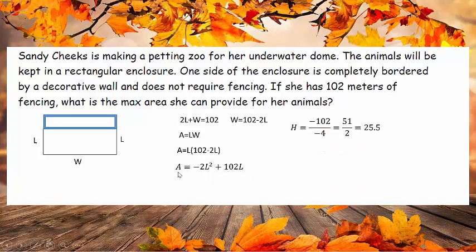And I want to remember, if I want to find the max area, I can change A to K and L to H. So in order to find K, I need to find H. So that's what we're doing right here. And we are going to get a decimal, and that's okay. We get 25.5 for our H. Then we're going to plug H in for L, and we're going to simplify, and we're going to get 1,300.5 square meters.